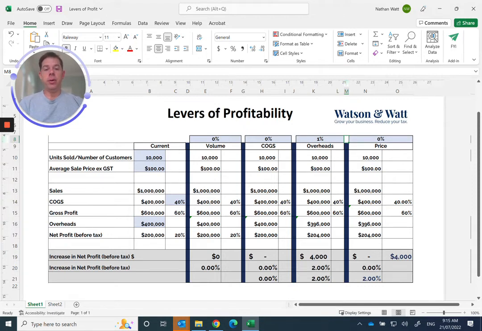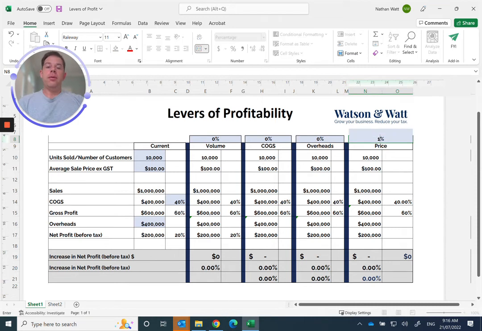Now, if you can't find 1% of savings in your profit and loss statement, I don't think you're looking hard enough. There'll be subscription software, stuff that you're paying for that you could find 1% of your overheads. Now, 4 grand isn't a lot, but it does give you a week at the beach per year. So don't write it off altogether.